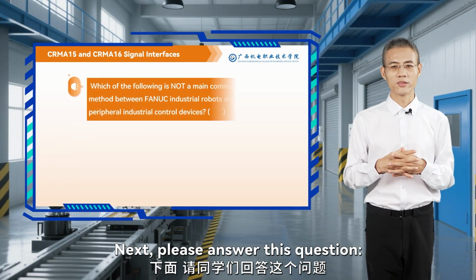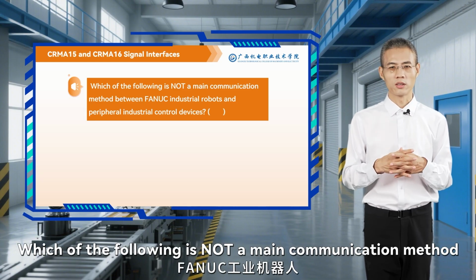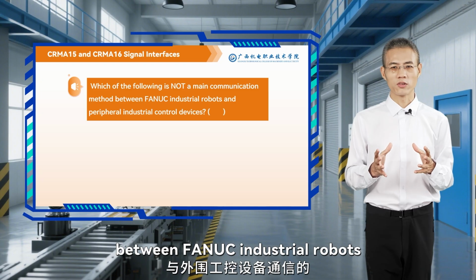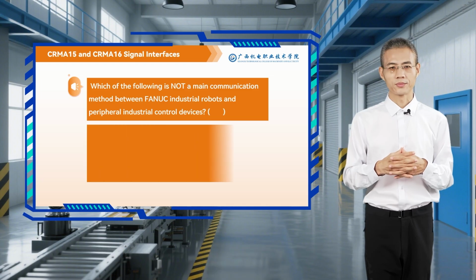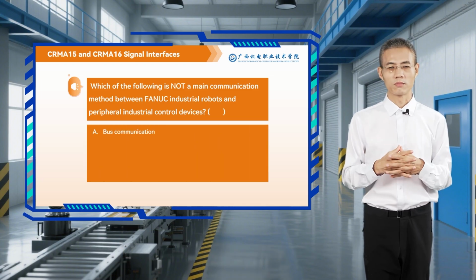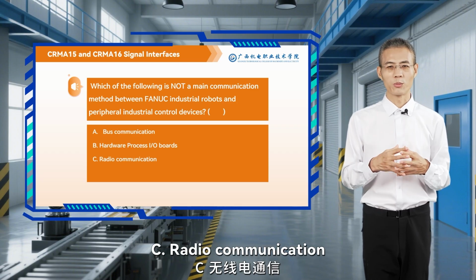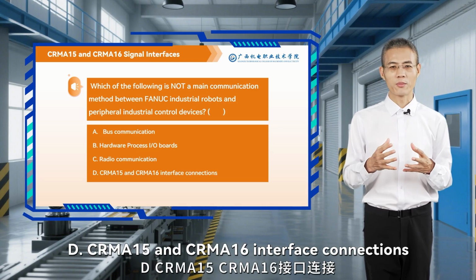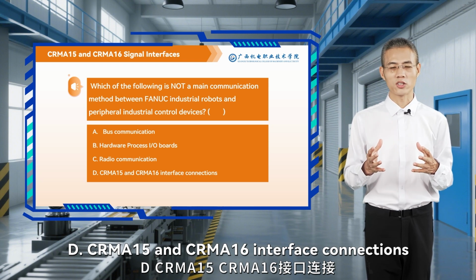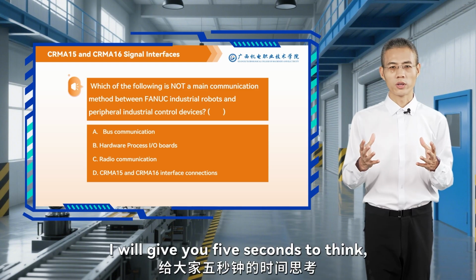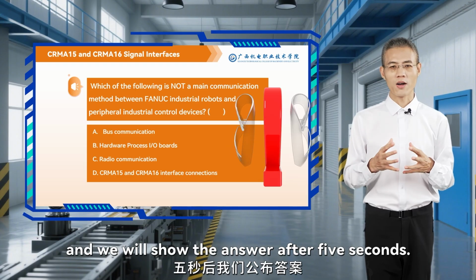Next, please answer this question. Which of the following is not a main communication method between FANUC industrial robots and the peripheral industrial control devices? A. Bus communication. B. Hardware process I/O boards. C. Radio communication. D. CRMA15 and CRMA16 interface connections. I will give you 5 seconds to think and will show the answer after 5 seconds.